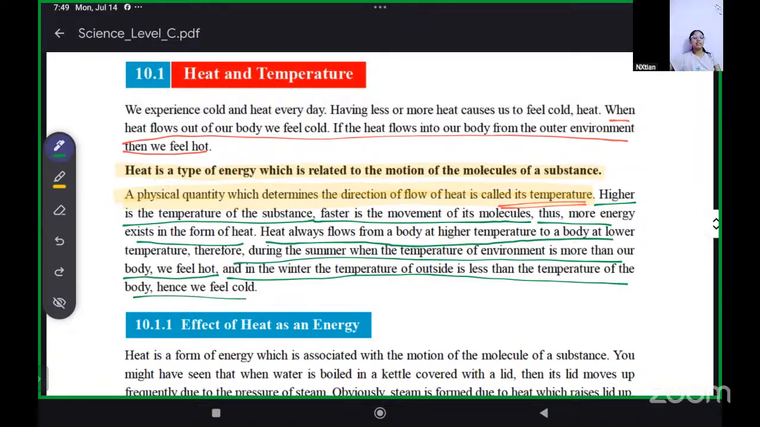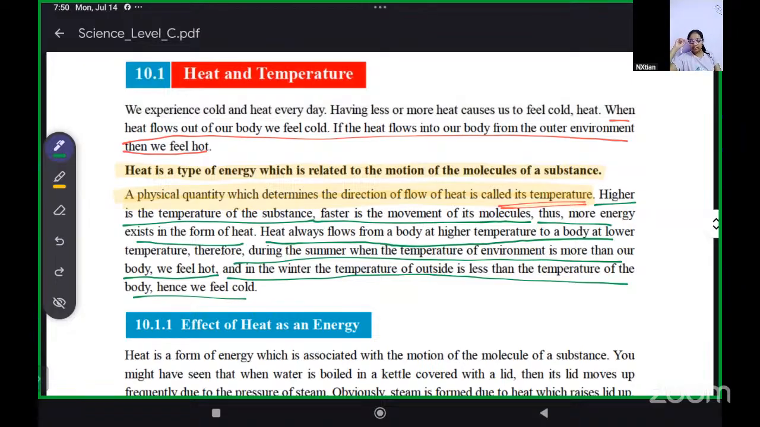Now take a look at this. We are talking about temperature. If the temperature is more, something will heat up more quickly, and the heat will move faster in its body.